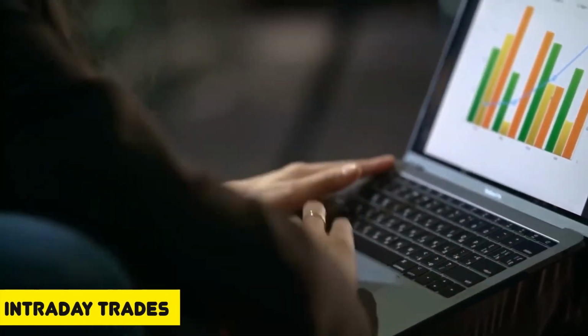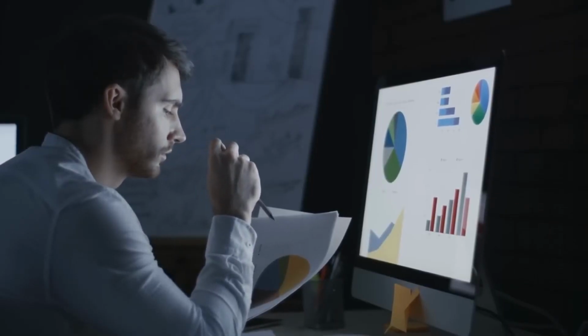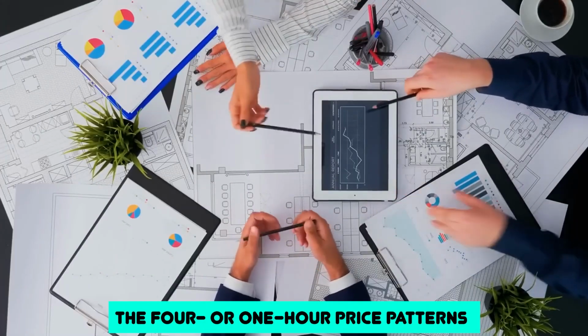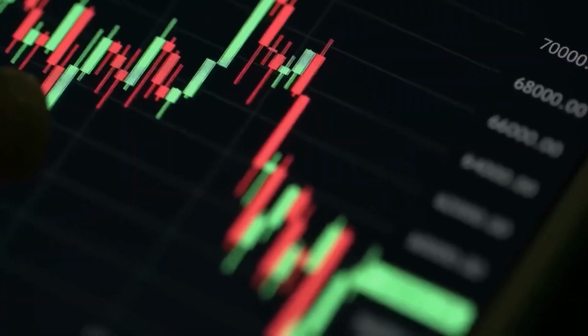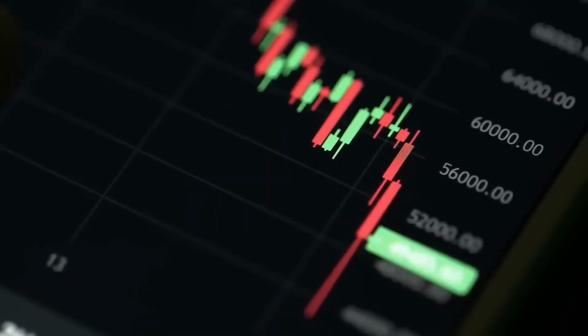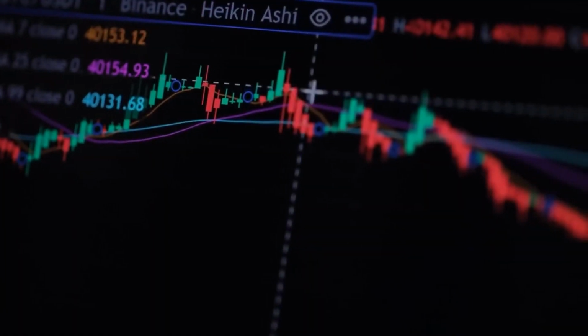Intraday trades. Intraday Forex trading is a more cautious strategy that may be suitable for novices. The 4 or 1 hour price patterns are the main emphasis. Trades may be available for 1 to 4 hours. Generally speaking, they concentrate on each Forex market's primary sessions.